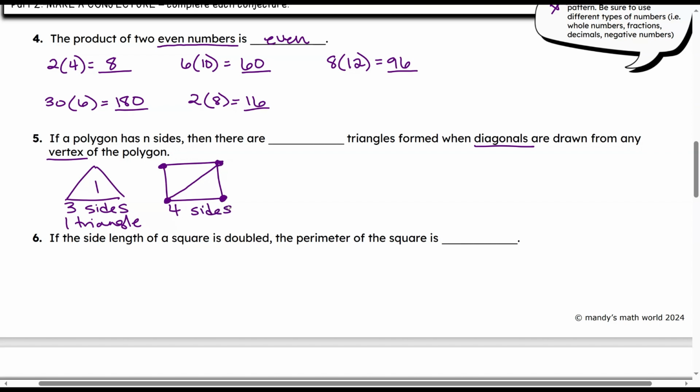How many triangles are formed when I draw diagonals? 1, 2. So 4 sides, 2 triangles. Do you see what we're doing here?